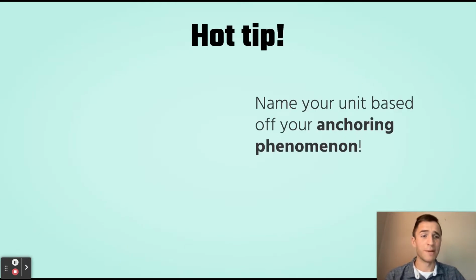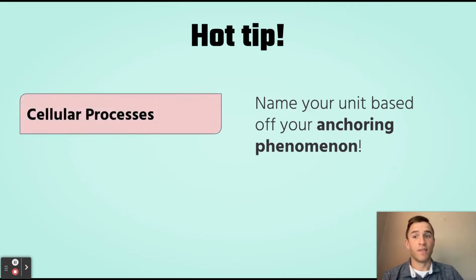So, a really quick hot tip from my experience as a science teacher is to name your unit based off your anchoring phenomenon. I teach ninth grade biology. Initially, our first unit of the year used to be called cellular processes. However, the anchoring phenomenon that we use in that unit is juvenile Huntington's disease. Students watch a video where they hear from kids who suffer from juvenile Huntington's disease, and then throughout the unit, their goal is to figure out what causes it, what cellular processes are involved in the symptoms, etc.